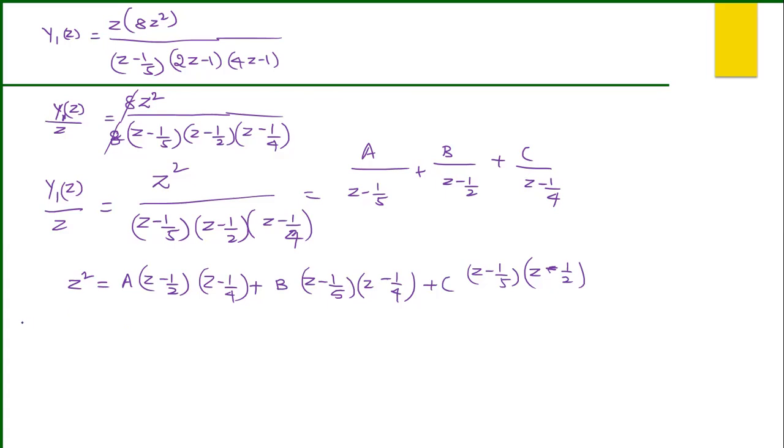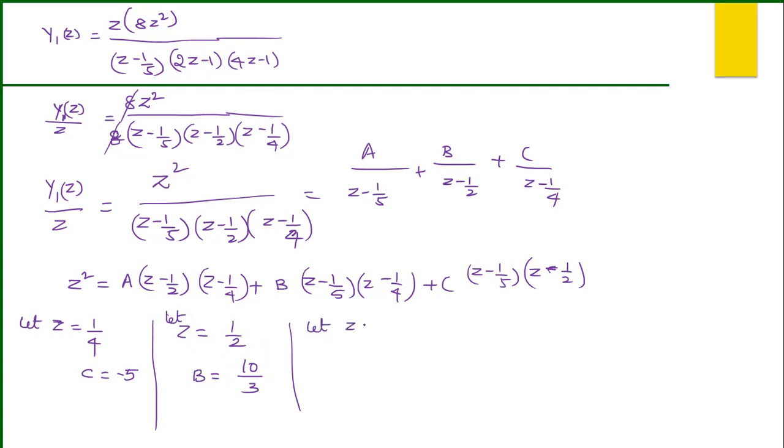Let z be equal to 1/4. So this term will get cancelled, this term will get cancelled. Here only you will get the C value. If I substitute z equal to 1/4, how much will I get? You try to calculate this, C is minus 5. Now let z be equal to 1/2. If you substitute, A cancels, C cancels. So the B value is 10 by 3.